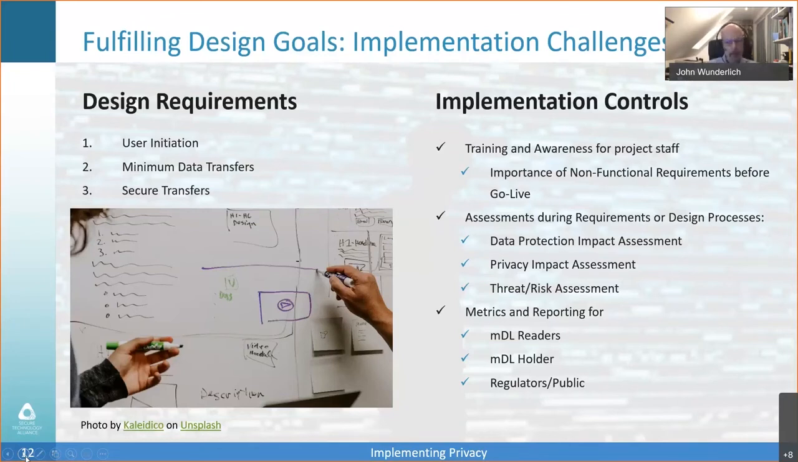And finally, making sure that you've got metrics and reporting for the readers, for the holder, and for the regulators and the public. It's trite to say that you can't manage what you can't measure, but it's true. So if you don't build in the metrics that enable you to demonstrate the trust that you're asking for, you're going to have a hard time. Next slide, please.